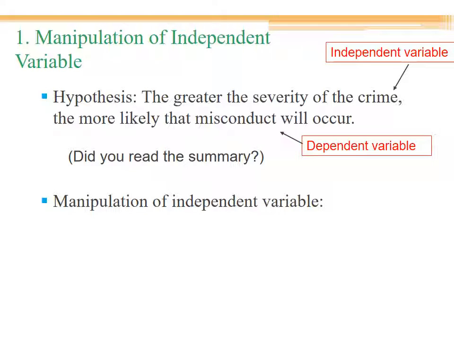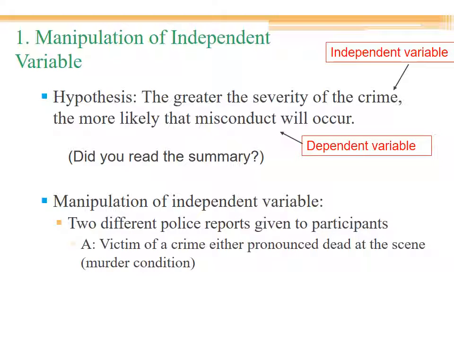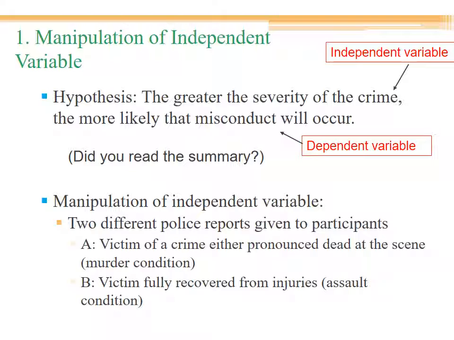Now that we know the independent variable and the dependent variable, how can we manipulate the severity of crime? If you remember, there were two groups of participants who were acting as prosecutors in the study. Both were given identical police reports except for one important variation. One group of participants received reports that resulted in the victim being pronounced dead at the scene, so they had the murder condition. The other group of participants received reports where the victim fully recovered from injuries, the assault condition.